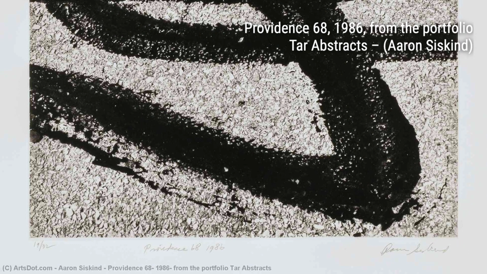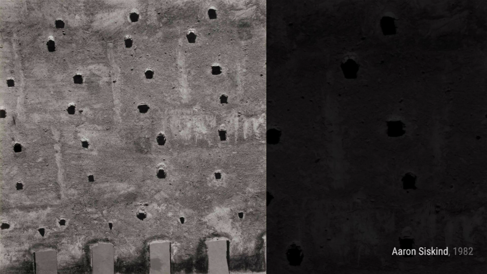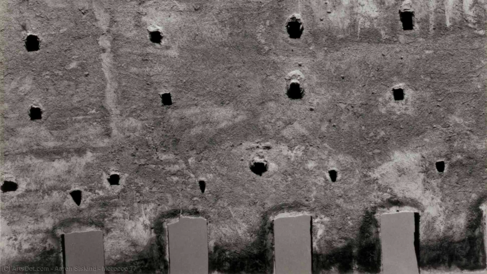Let's start our journey through Siskind's art with Parade Watchers. In this piece, Siskind captures the essence of a lively parade, freezing the moment in time and showcasing the vibrant energy of the crowd. Moving on to Providence 68, 1986, from the portfolio Tar Abstracts, Siskind takes us on a visual journey through abstract shapes and textures. The composition invites us to explore the depths of our imagination.